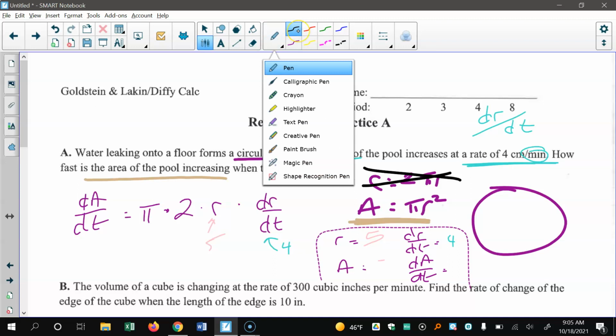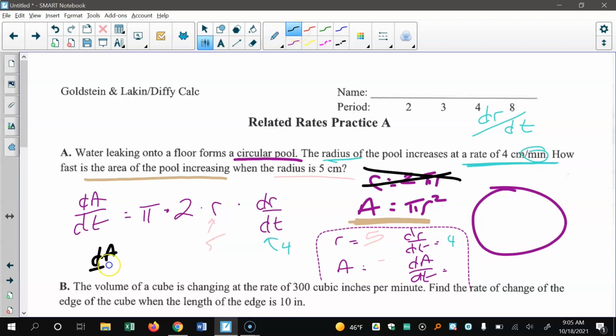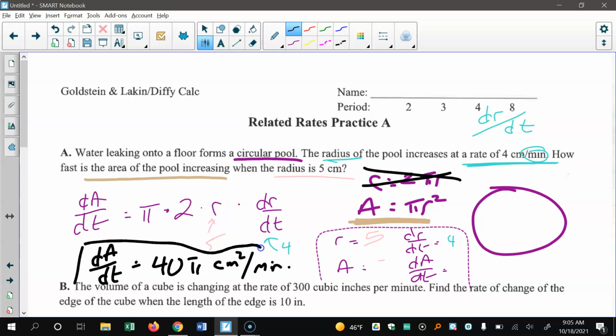I'm going to multiply this all out, and I get dA/dt equals 2 times 5 is 10 times 4 is 40, so I get 40 pi. Now note the units. It's going to be area changing at centimeters squared per minute. That's your answer to the first one.